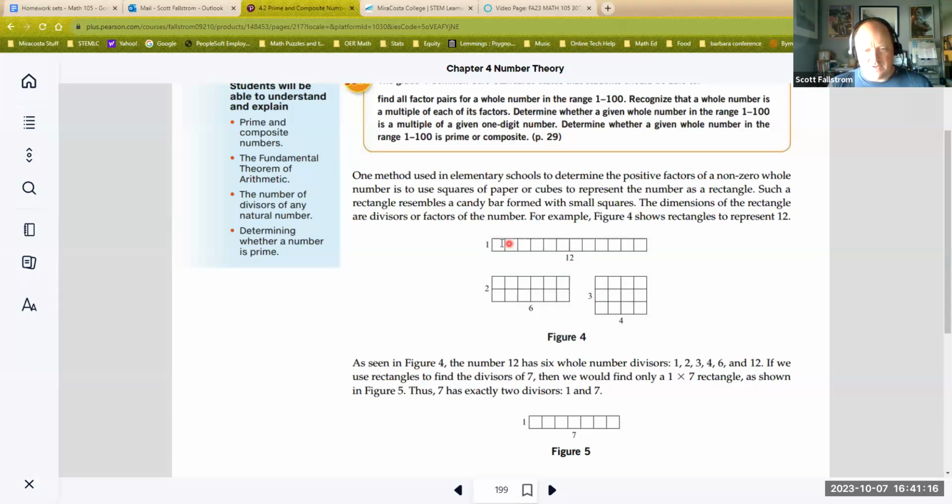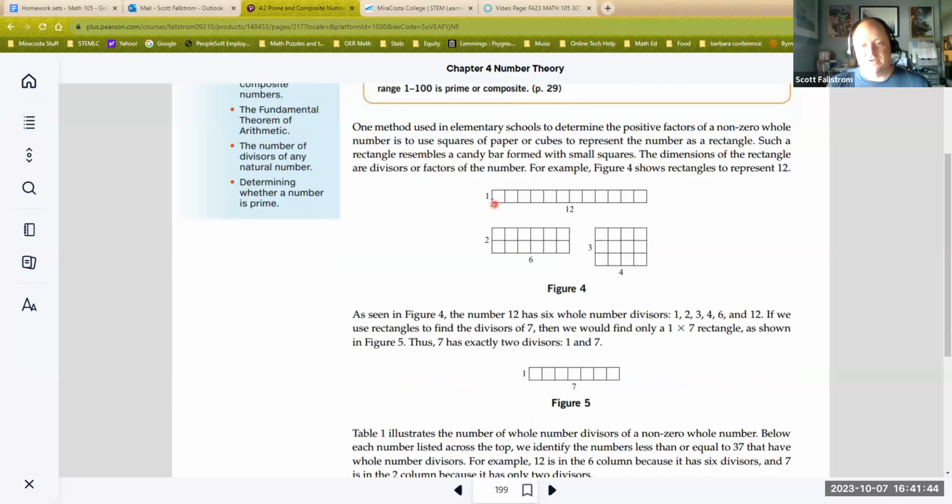So when they're looking here, they would say, okay, well, I know I can make this rectangle, which demonstrates that 1 times 12 is 12. And you can see no matter what number you have, you'd always have 1 times that number as an option. And then here I could do 2 times 6. I could do 3 times 4. But if I tried to make a 5 times something, it wouldn't actually make a rectangle. I wouldn't have enough to finish that off.